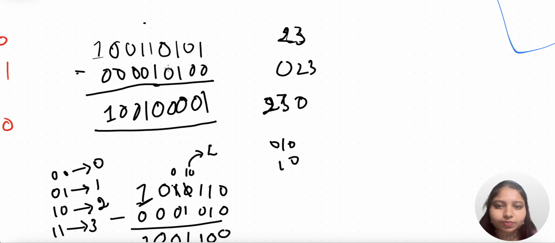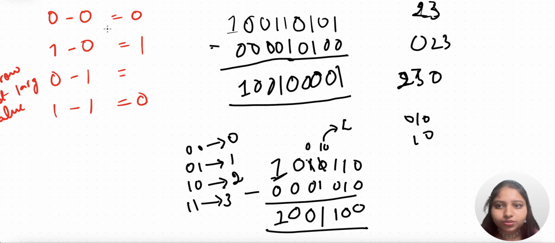So given two numbers, you just have to do binary subtraction and you have to follow these simple rules. So 0 minus 0 is going to be 0, 1 minus 0 is going to be 1, 1 minus 1 is also going to be 0. Only in the case of 0 minus 1, I have to borrow from my nearest largest value.